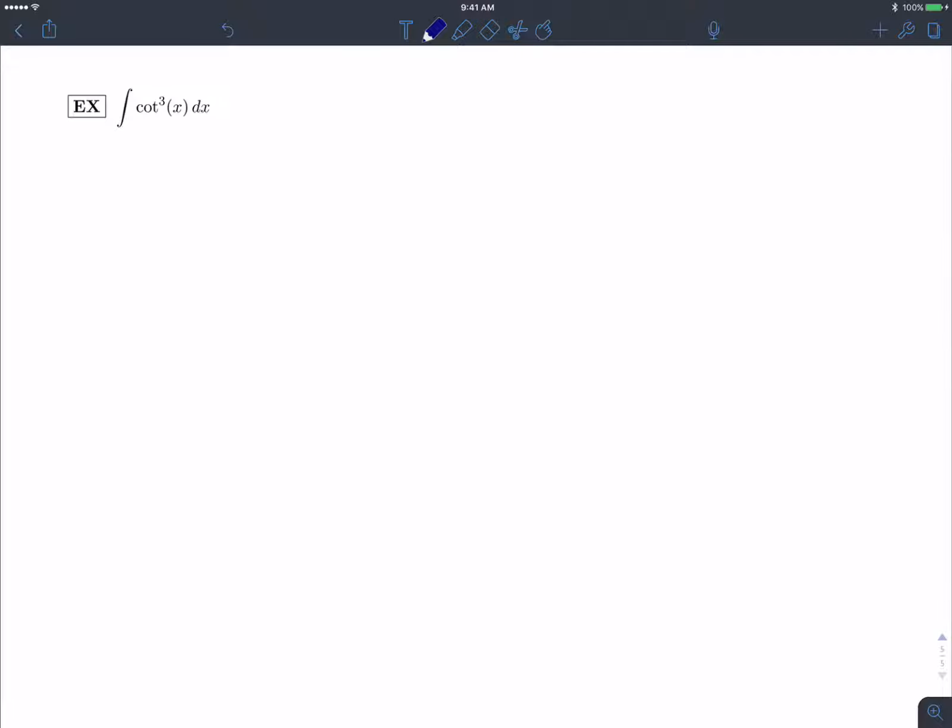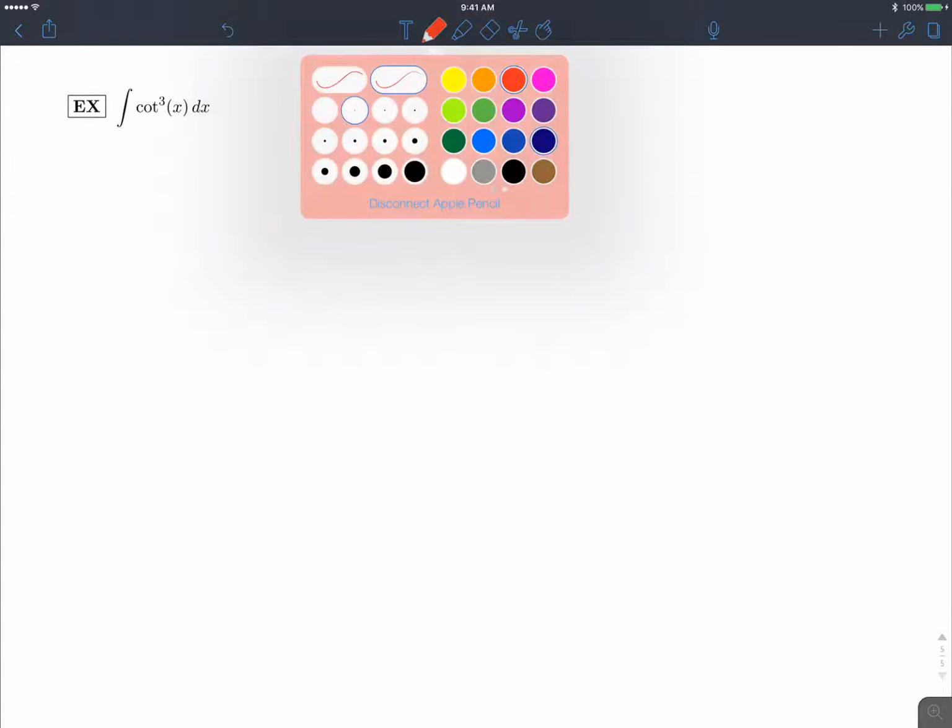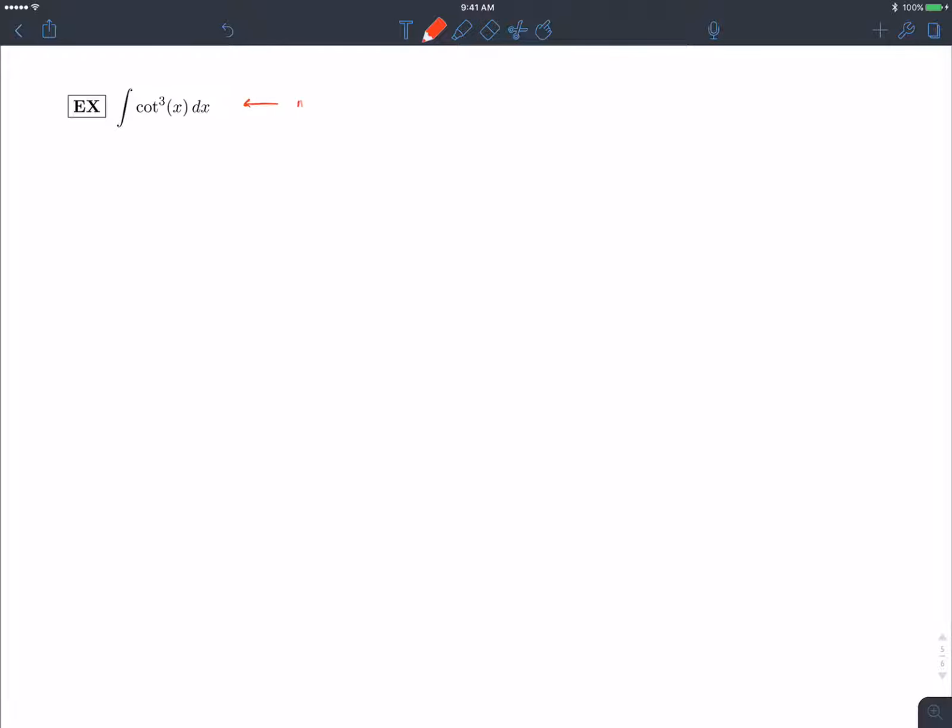Now we had talked about a tip for when the power of tangent or cotangent is odd, and what we would do is we would borrow a tangent and a secant, or a cotangent and a cosecant in this case, to then set up our u substitution. Well, the problem here is that there is no cosecant of x to help as before with the example where our tangent was odd. So we're going to have to take a slightly different approach here.